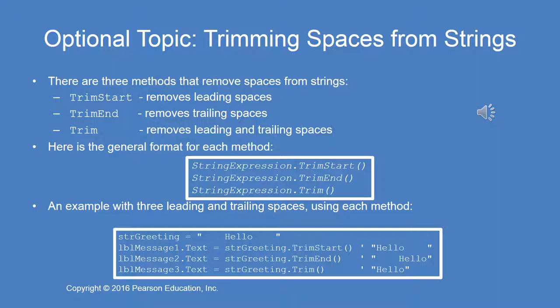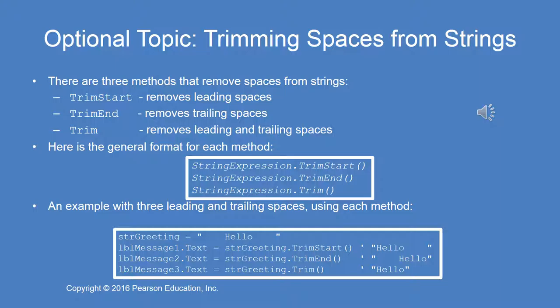So one of the things we often need to do, especially with input, is to trim leading and trailing spaces. In Visual Basic we have three methods that remove leading and trailing spaces: TrimStart, TrimEnd, and Trim. Here's the general format for each of these methods. For example, with a string expression, .TrimStart will remove any leading spaces at the beginning of that string. TrimEnd will do the same only at the end, if there are trailing spaces at the end of that string. And the Trim method, string expression.Trim, will remove both leading and trailing spaces.